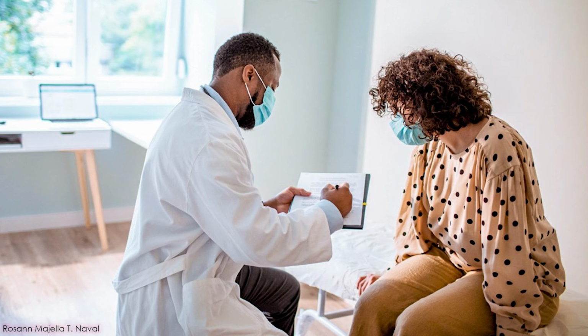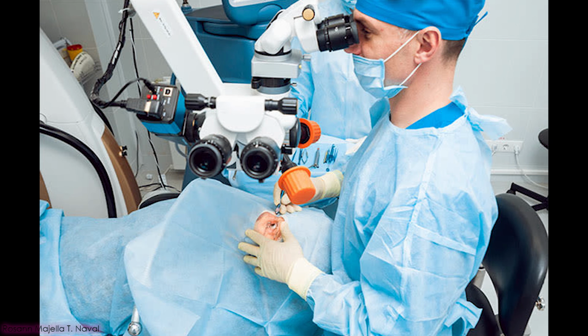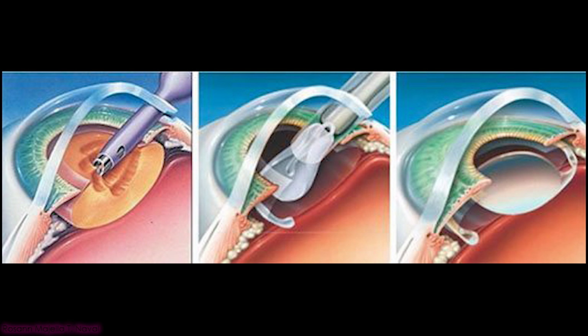Take care of any other health problems, especially diabetes. Get the right eyeglasses or contact lenses to correct your vision. When it becomes too difficult to complete your regular activities, consider cataract surgery. What is the treatment? Surgery to replace the lens with an intraocular lens.